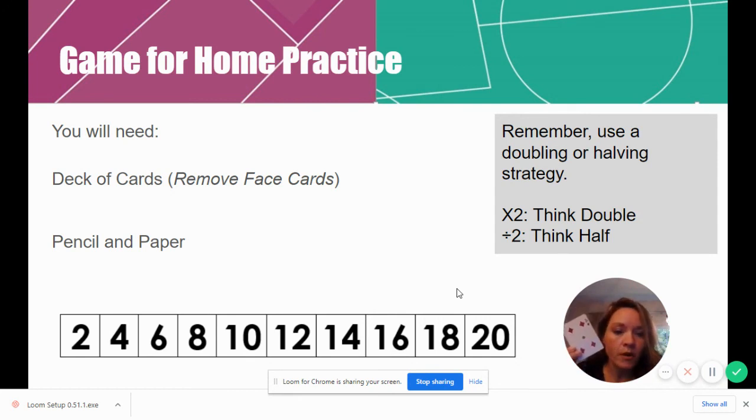This time I got a 4. Double 4 is 8. 2 times 4 equals 8. I'm going to cross that off on my game board, and I'm going to keep playing until I've crossed off every single number on my game board.